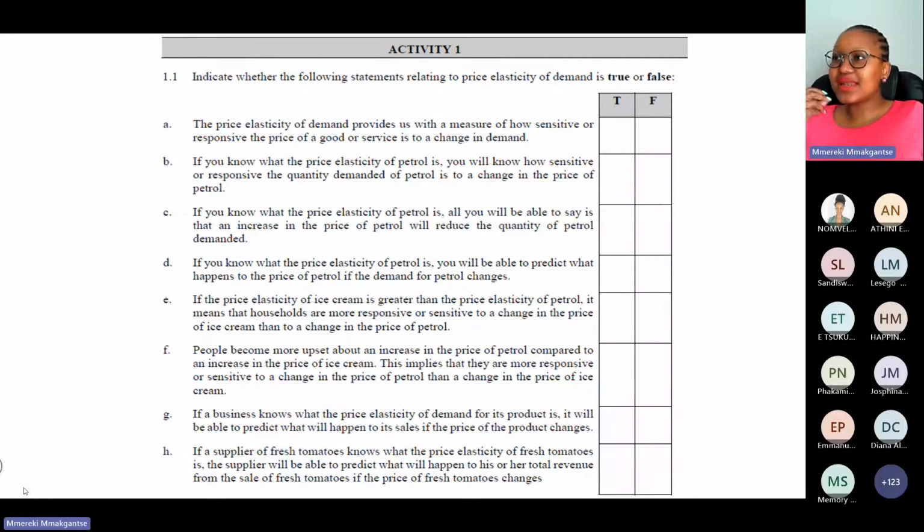All right, now let's do activity number 1 in your study guide. True or false? Number A, the price elasticity of demand provides us with a measure of how sensitive or responsive the price of a good or service is to a change in demand.